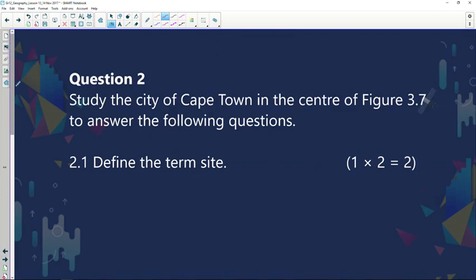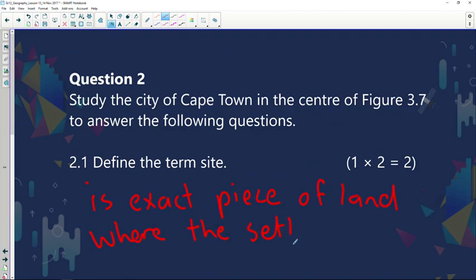Now, the first question is define the term settlement. Now, define the term site. It's the exact piece of land where the settlement is found. So it's the exact piece of land where the settlement is found.